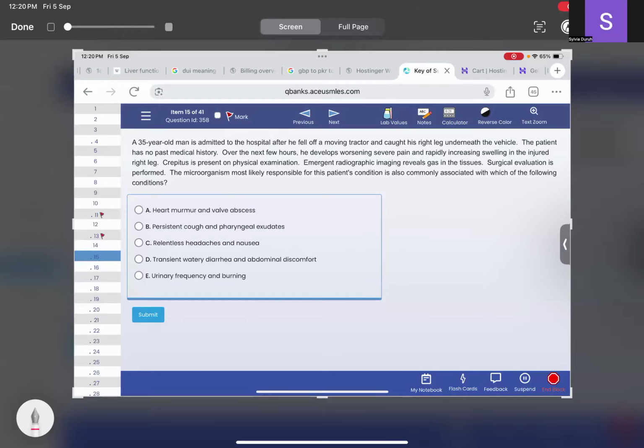So it is somehow out of the box. We have a different question now. A person fell off a tractor and caught his leg underneath the vehicle, no past medical history. He develops worsening pain and rapidly increasing swelling in the injured right leg. So we have crepitus, okay, and we have gas. Surgical evaluation is involved in the microorganism. So what do you think they are talking about?